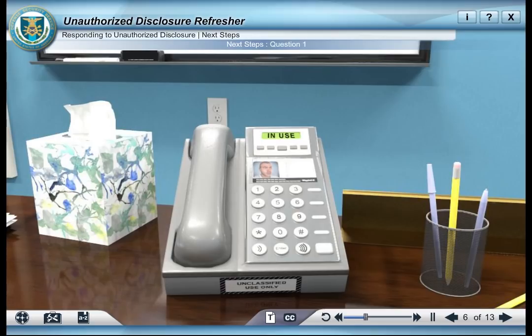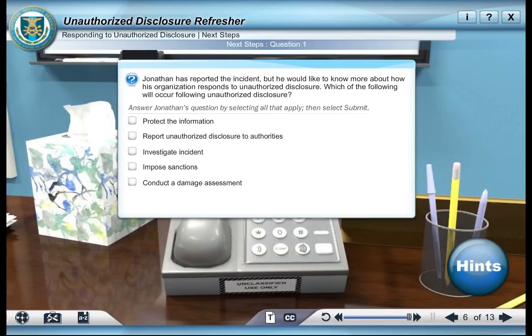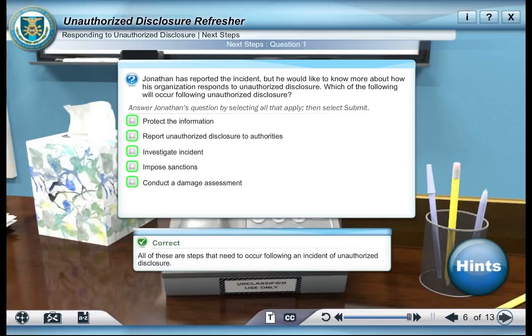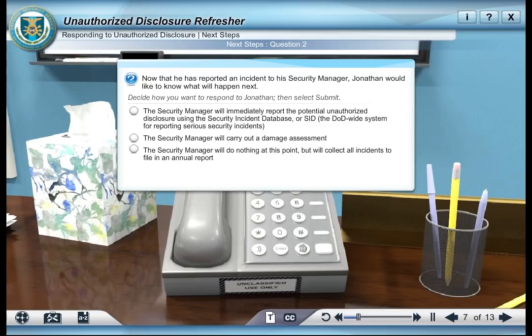Hi, this is Jonathan. We talked earlier today. I just got an email from a reporter asking for information about a classified project. I referred him to the Public Affairs Office and reported the incident, but it got me thinking. What has to happen following an incident like this? So I reported this incident to the component security manager. What happens next?